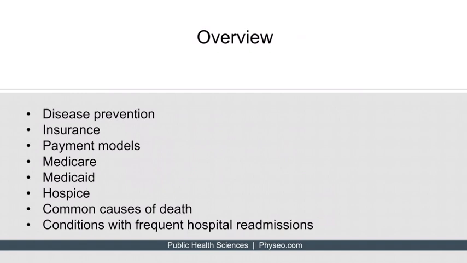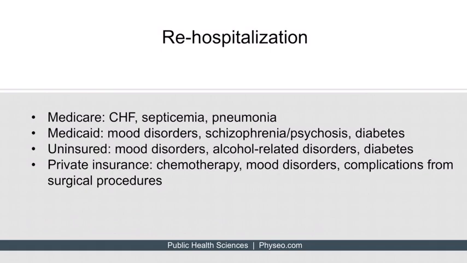Last but not least, let's discuss conditions with frequent hospital readmissions. This section highlights the disorders that are most likely to require readmission to the hospital within 30 days of discharge in each category of insurance coverage. This is a relevant metric simply because it indicates the highest burden of disease for patients with each type of insurance. This isn't super high yield, and the culprits here are pretty intuitive, so we'll just briefly go over them.